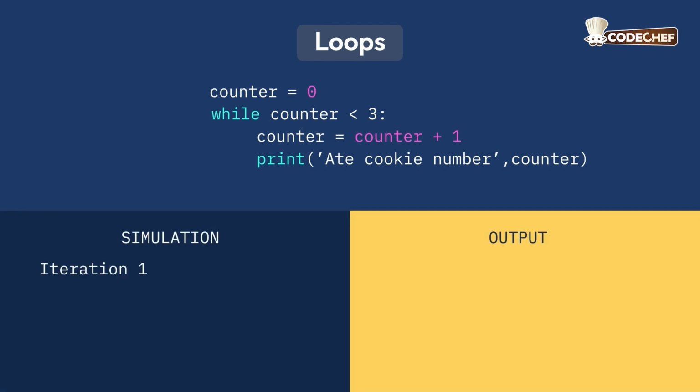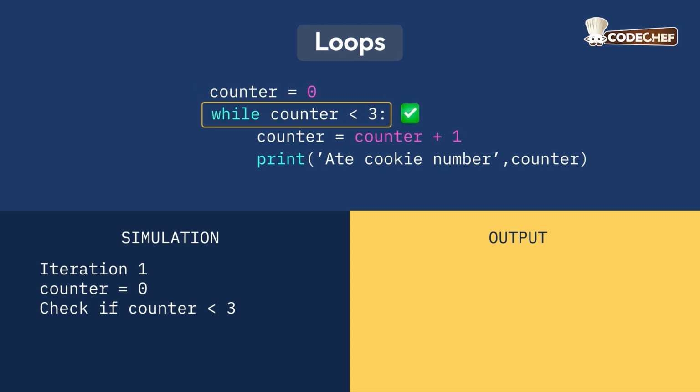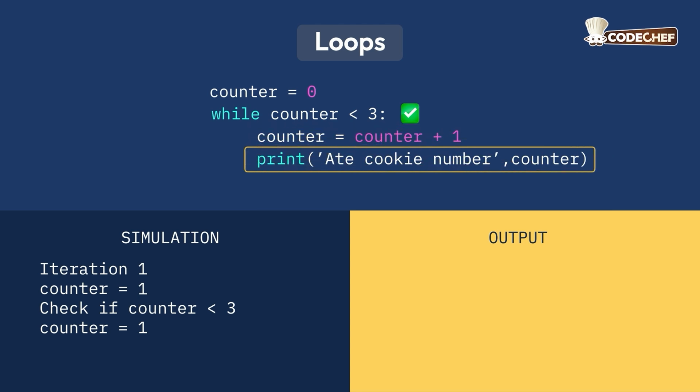Now in the first iteration, counter value is 0, which is less than 3. So this condition becomes true. We enter the loop. Inside the loop, we add 1 to the counter and store it back to counter. So 0 plus 1 will be 1. Counter becomes 1. So when we print, we get cookie number 1.